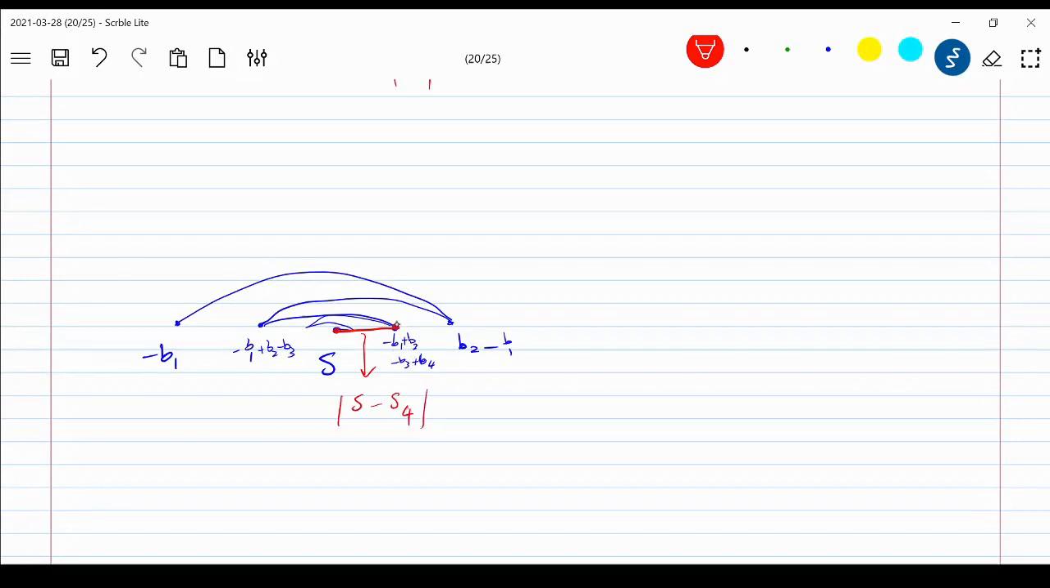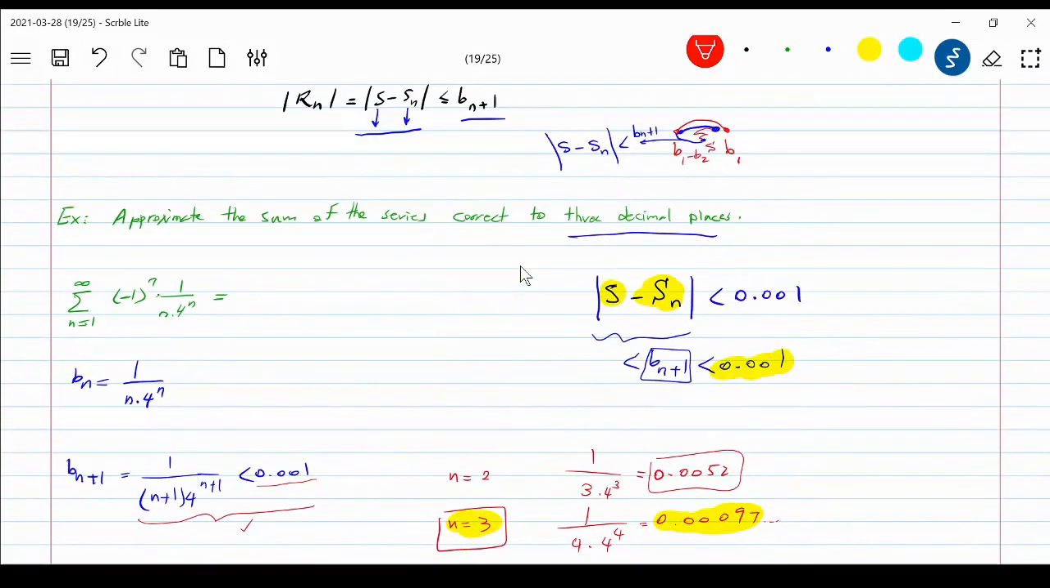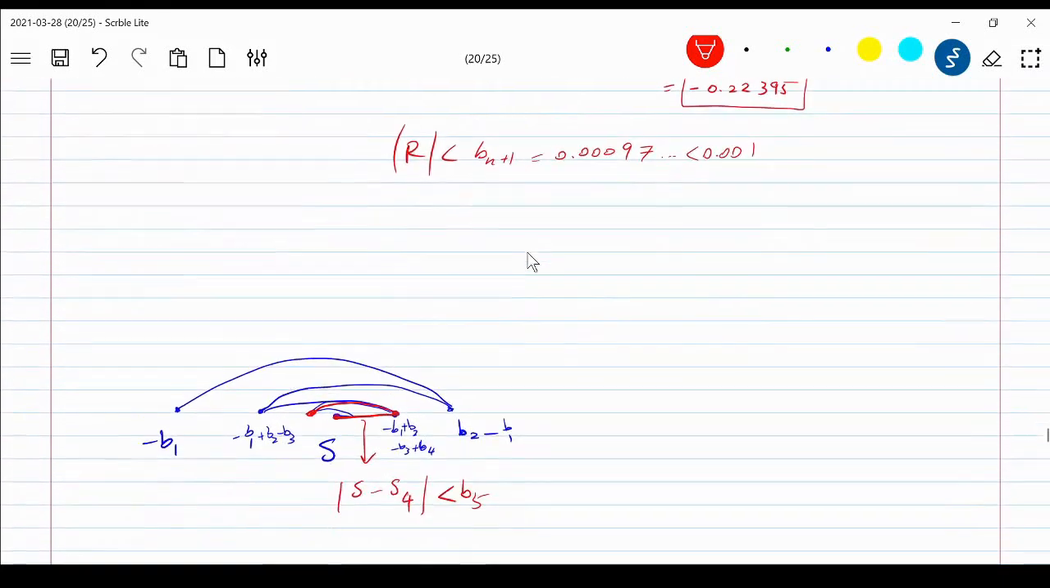This difference is less than the next term. This length is b5, and you notice that the difference is less than b5. This is basically that approximation, and we say our remainder will always be less than that. This is how you use this approximation. I think this section is quite easy.